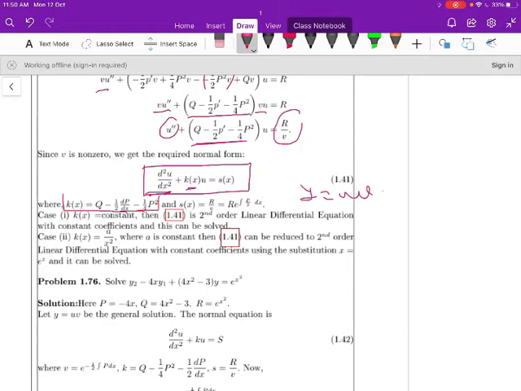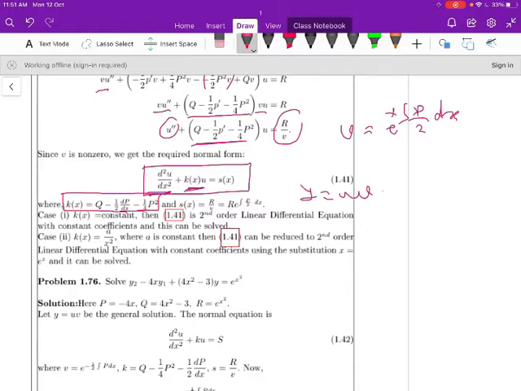Therefore k of x is equal to q minus 1 by 2 into dp by dx minus 1 by 4 into p square. S of x is equal to r by v, where v is e to the power of minus integral of p by 2 into dx. So v goes to the numerator and that becomes plus here: r into e to the power of integral of p by 2 into dx.